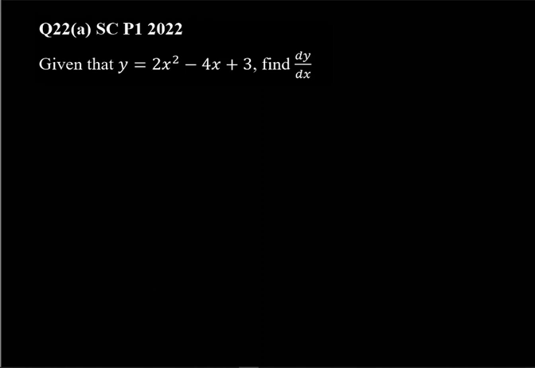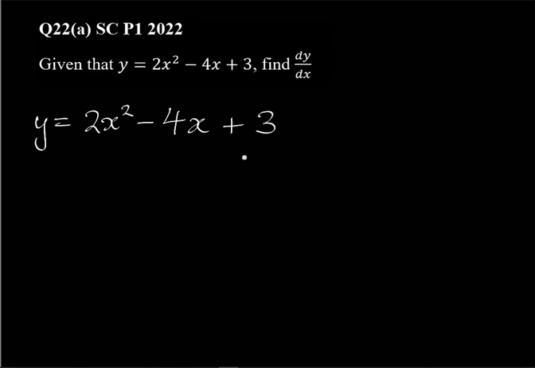The next question is from the 2022 School Certificate Paper 1, and if you have that examination paper, you find this question on question 22A. Given that y is equal to 2x squared minus 4x plus 3, find dy dx. Nice. A good thing is just copying down the question. Now we're going to be finding dy dx.